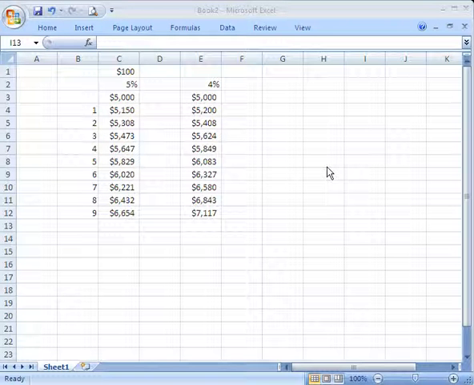Once again, here's the spreadsheet we developed as our answer for additional question 4 for Unit 4. If you don't remember how we got it, check back to the recorded segment for that question. We invest $5,000 at 5%, but get charged a management fee of $100 each year. In this case, we end up with $6,654 at the end of 9 years.